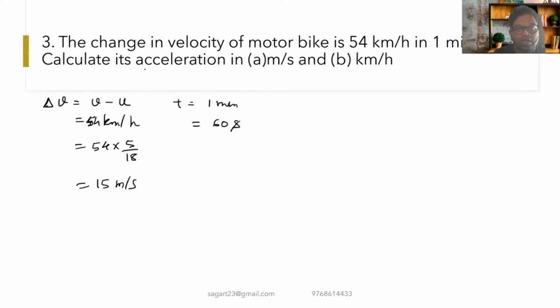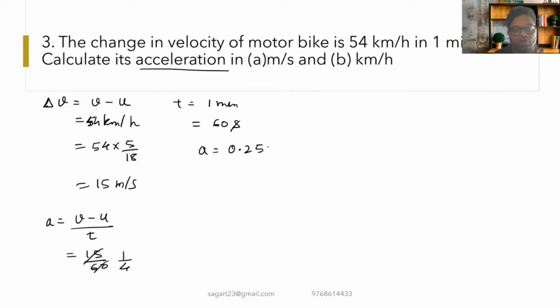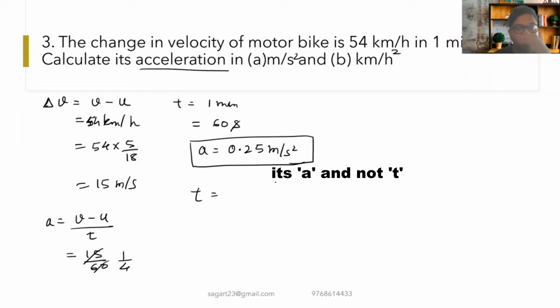So they are asking us for acceleration. So acceleration is change in velocity upon time, so that is 15 upon 60, 15 fours, and therefore the acceleration is 1 by 4, that is 0.25 meter per second square. Okay, now they want the acceleration in meter per hour square. So now how do we change that?